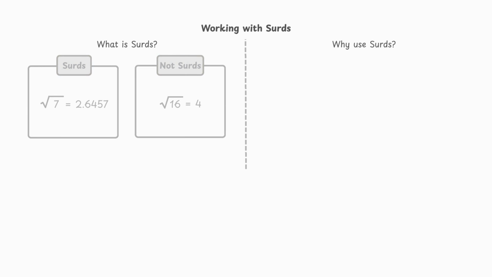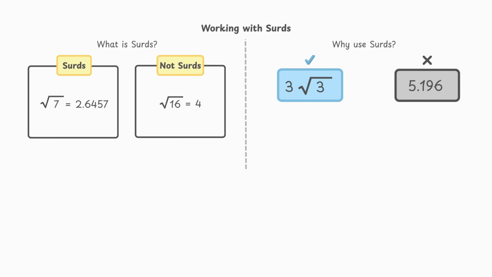So why use surds? Surds help us keep numbers exact without rounding them. For example, we write 3 square root of 3 instead of 5.196 to keep our answer precise.